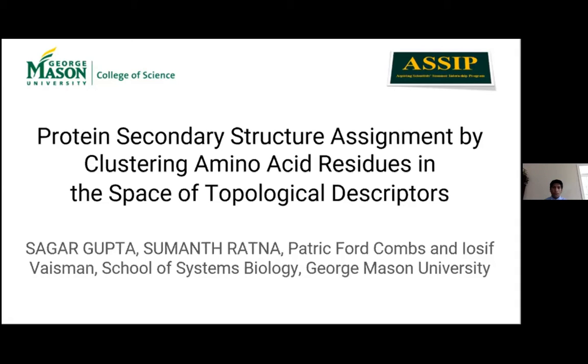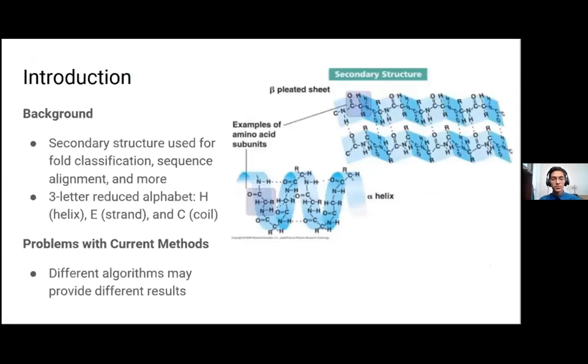This is our project on protein secondary structure assignment by clustering amino acid residues in the space of topological descriptors. As you may know, protein structure and function are very closely related. By studying protein secondary structure, which describes the chemical interactions between amino acid residues, we can gain a better understanding of the protein structure-function relationship. One problem with the current approach to SSA is that different algorithms often provide different results. This mainly has to do with the input data they consume and the parameters they use.